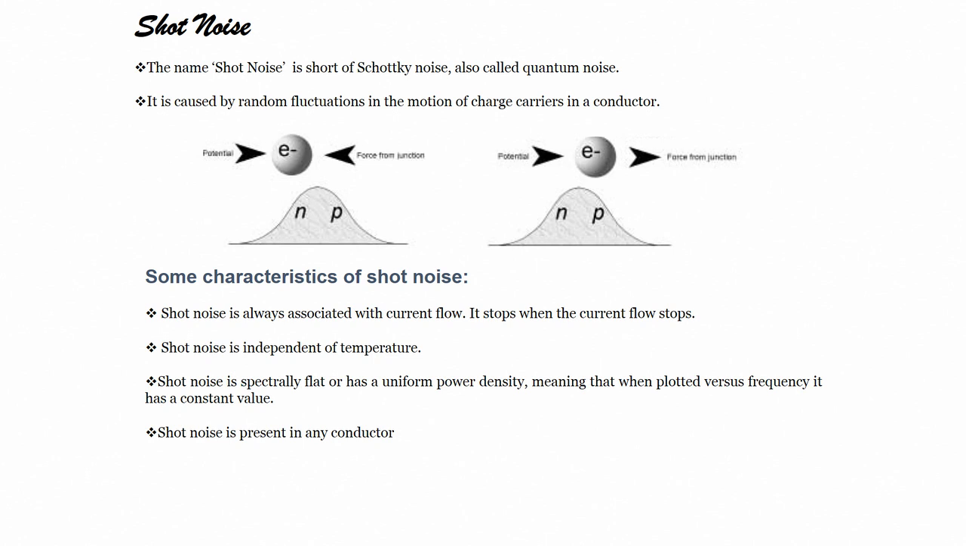Now, let us see another noise called shot noise. So, what is shot noise? The name shot noise is short for Schottky noise, also called quantum noise. Okay. So, shot noise is also called Schottky noise.